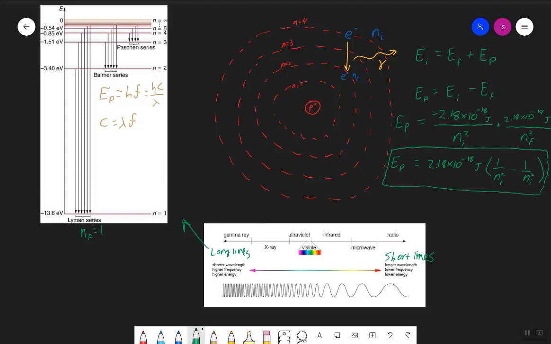So the Lyman series, we can start with n equals 2. So n initial is 2. It starts at the second energy level and drops down to the first. Or we can start at the third energy level, drop down to the first, or the fourth, the fifth. Right? And you can see these energies are all very high. So you have very high energy photons released.